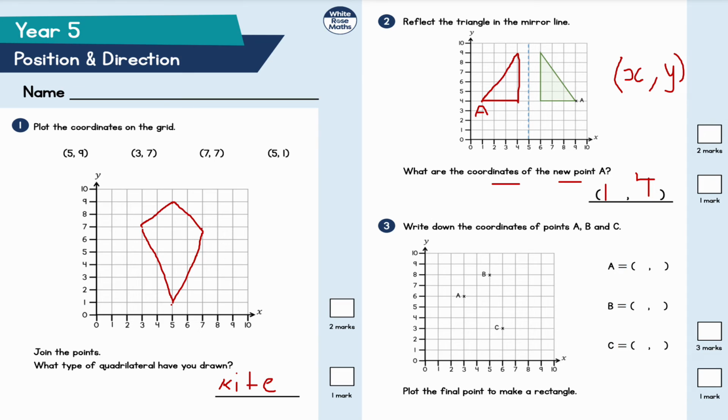This is question number 3, guys. Write down the coordinates of points A, B, and C. A is 3, 6. B is 5, 8. And C is 6, 3.